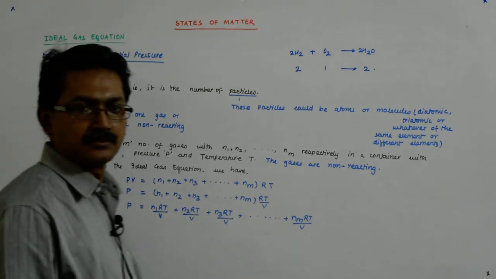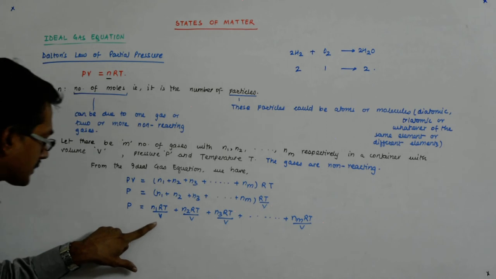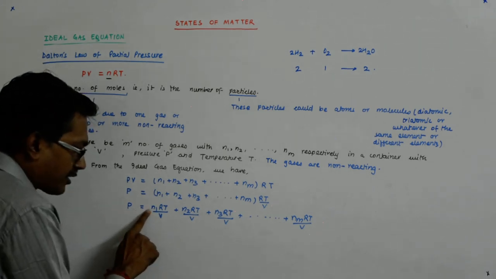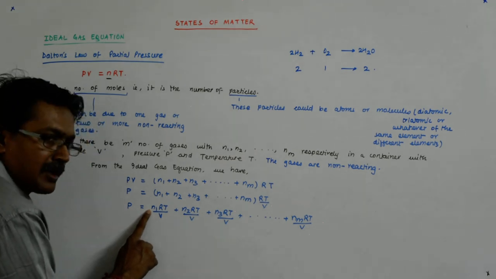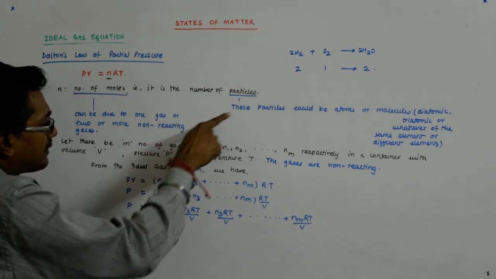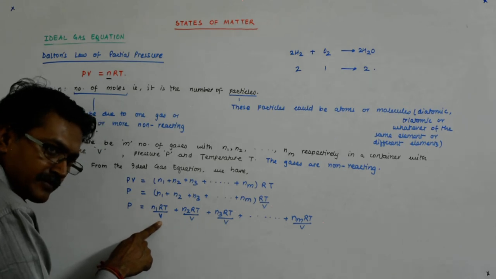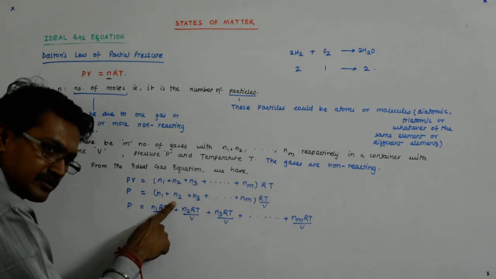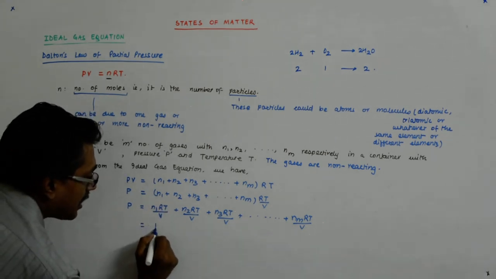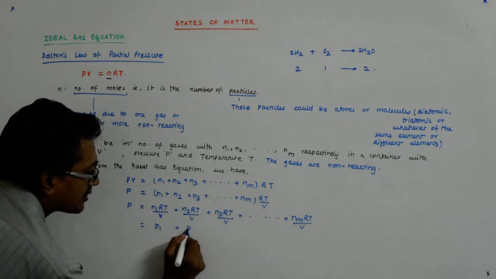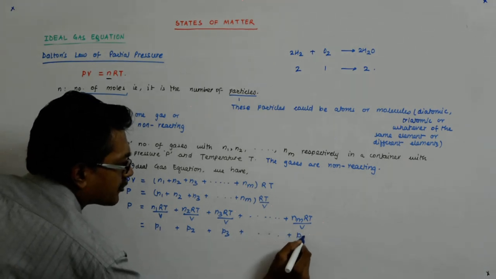Now, what is this? Let us try to understand this term. This is the pressure that would have been exerted by gas number 1 if the same number of moles was in the same volume and at the same temperature. Correct. So I call it P1, and I call this P2, I call this P3, and the same holds for all of them.